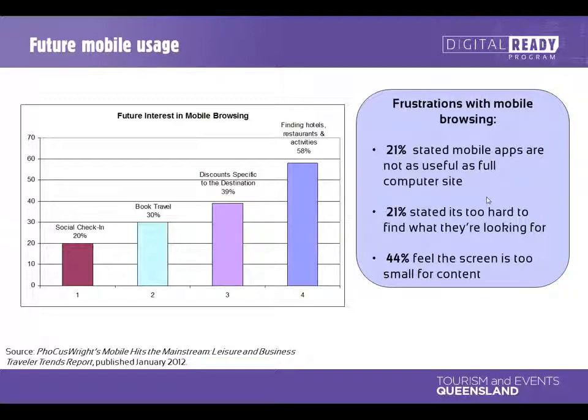However, down here they say it's too hard to find what they're looking for. Of course, if we have a website displayed on a smartphone, it is really hard to find the information that I'm looking for. Or down here, and that is even more telling, 44% actually said they feel the screen is too small for the content. What this means altogether is the traveler has difficulties to read our content, to see and to find information they're looking for if they use our website with a smartphone.